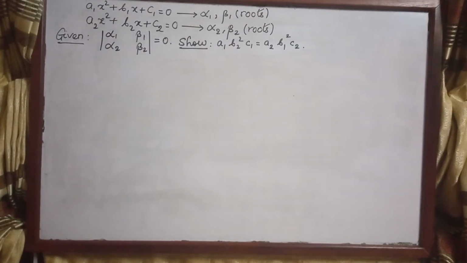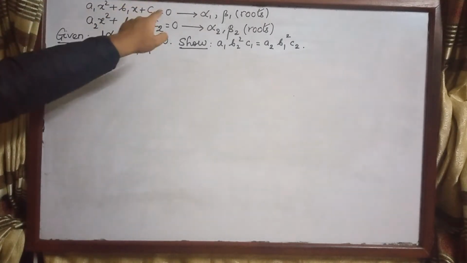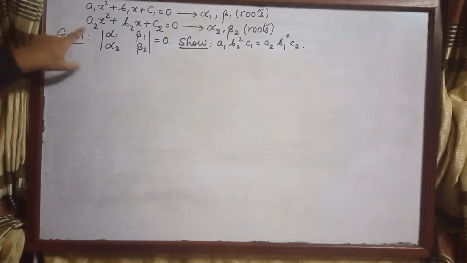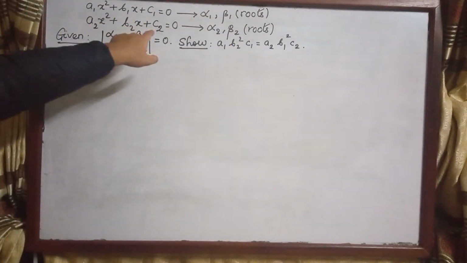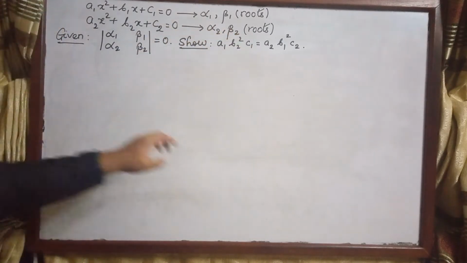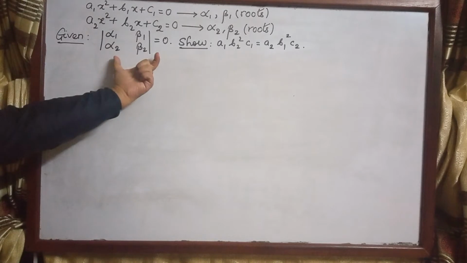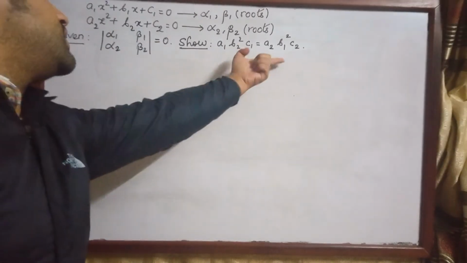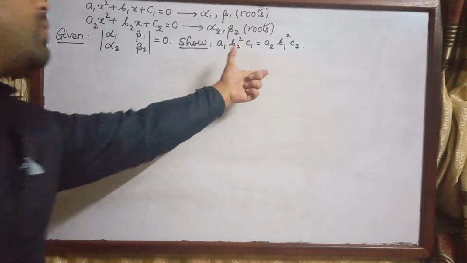Hello everybody. Let's discuss a question on quadratic equations. We're given two quadratic equations: a1 x squared plus b1 x plus c1 equal to 0 with roots alpha 1 and beta 1, and the second equation, a2 x squared plus b2 x plus c2 equal to 0, which has roots alpha 2 and beta 2. We're also given that this determinant is 0. Under this condition, we must show that this thing will always hold.